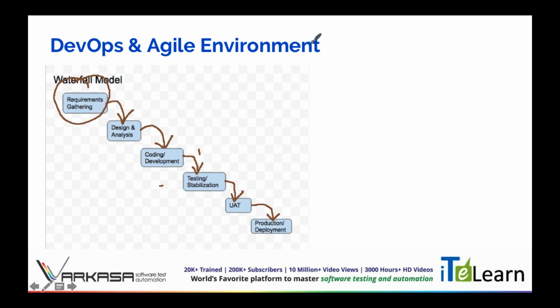Now, when the Agile model came into place, right, with the Agile approach to an application development project, basically what's happening is in the Agile environment, you don't have to complete the whole step before you go to the next phase, because in the Agile model, everything gets completed as we go.